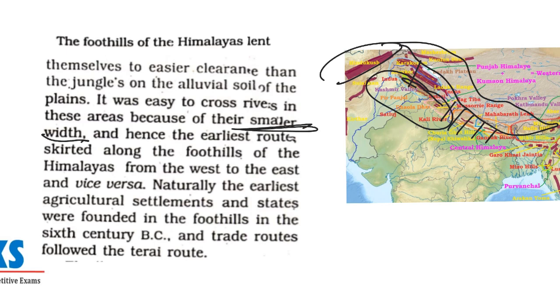That is the reason why the earliest routes coming to India were found near the foothills of the Himalayas, from the west to the eastern part and vice versa, right. Naturally, because there was dispersed kind of forest here, they could easily cut those forests and form the earliest agricultural settlements in and around these regions. That is, along the foothills of the Himalayas we could see such type of agricultural lands.